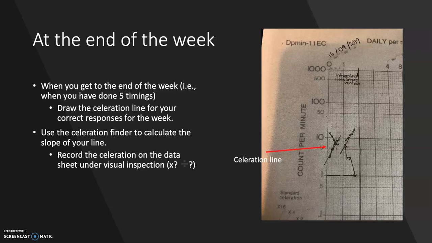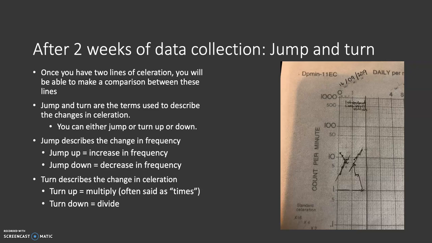Once you have done this, return to the data sheet. In the last column titled Visual Inspection, you will record the acceleration under the column for multiply or divide. You are only required to record the acceleration for the correct data in this column. When describing acceleration, you want to use the multiply symbol, and when you are describing deceleration, you want to use the divide symbol. You are now done for week 1, and you do not have to worry about the column for jump or turn for week 1.